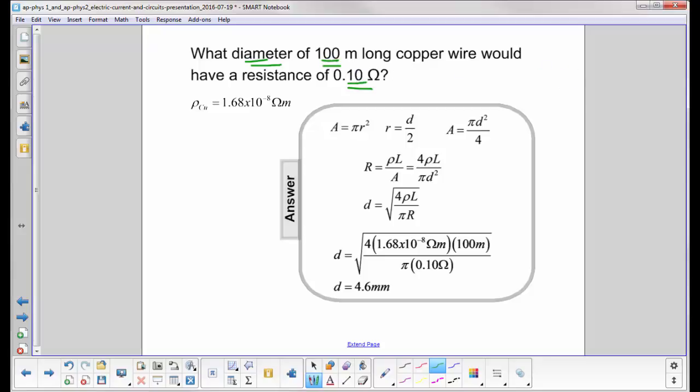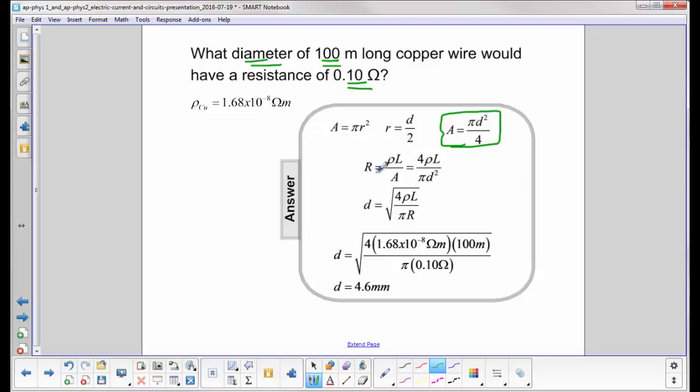So for a wire, the cross-sectional area is pi r squared. We're not given radius, we're given diameter, so we substitute that r is d over 2, so the cross-sectional area is pi d squared over 4. Don't get tripped up by that.